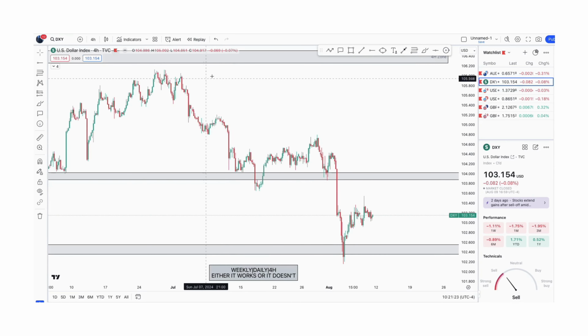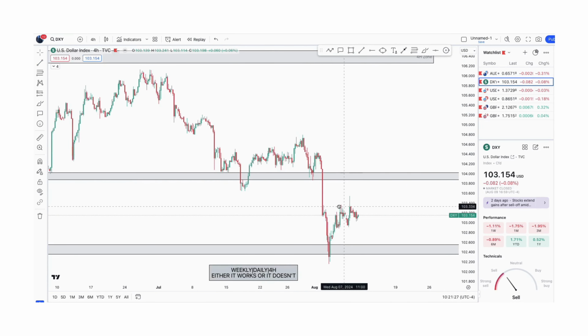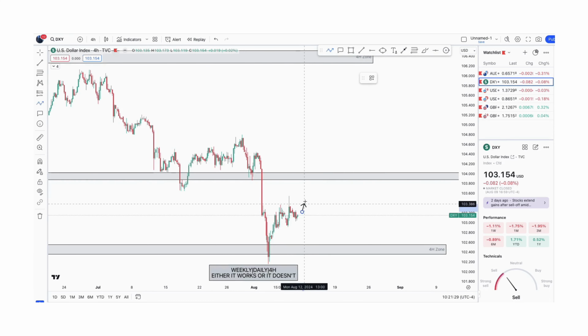On the 4-hour, we can see that price is pretty much in a downtrend, basically just moving to the downside. So what we'll see is if we can get a nice pullback back into that daily level and go back down to the bottom on the 4-hour. And that's going to be the dollar going into this week.